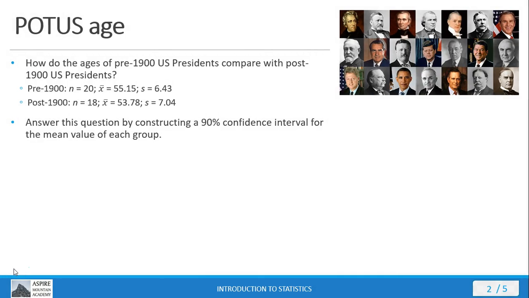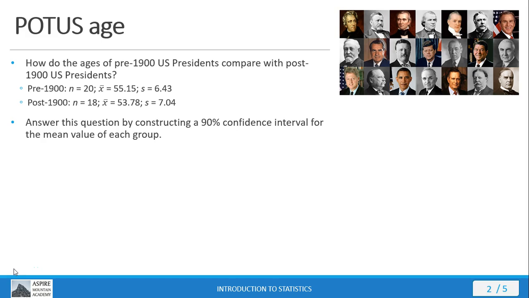So first, let's look at an example that we've seen several times before in previous mini lectures, the ages of U.S. presidents. Let's compare the pre-1900 U.S. presidents with the post-1900 U.S. presidents. So we've got 20 who served before 1900, and then we've got 18 in our data file that have served after 1900. You can see the sample mean and standard deviation values listed there on the screen.